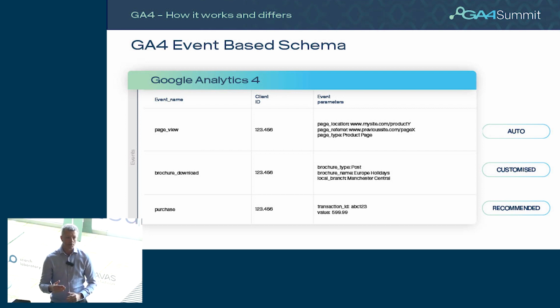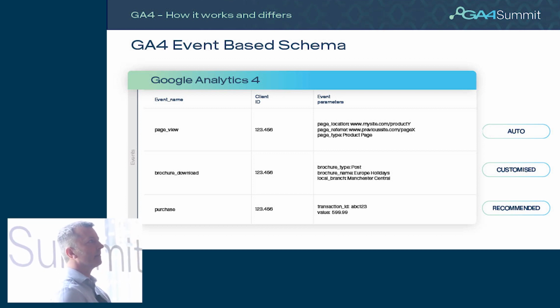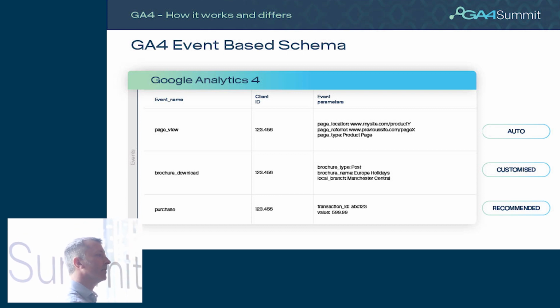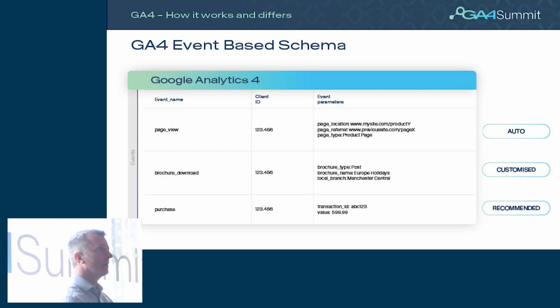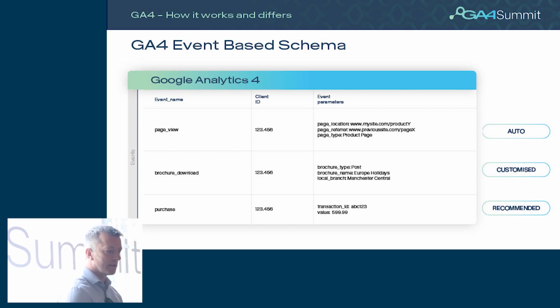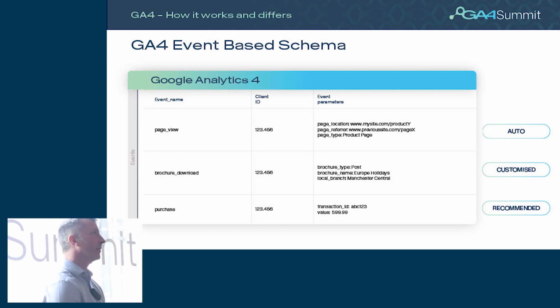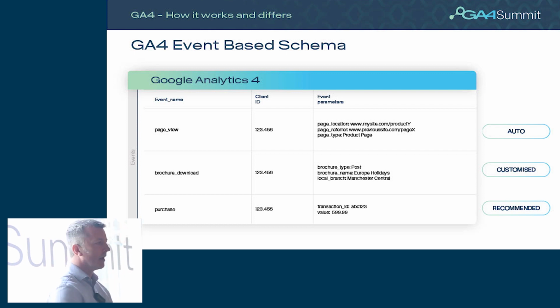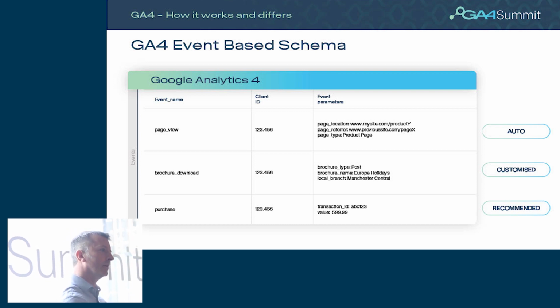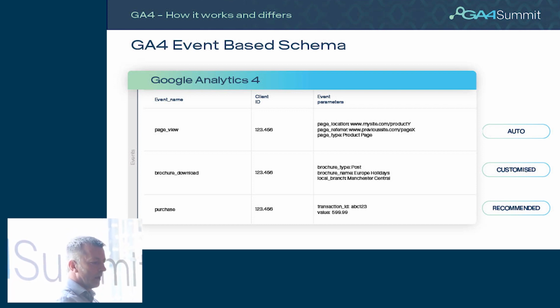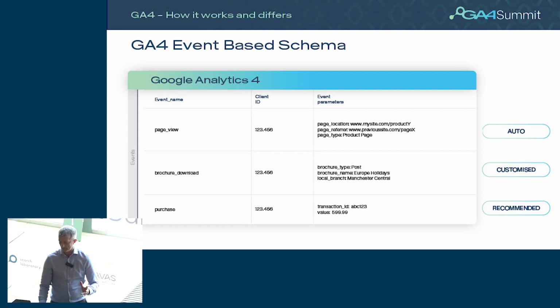But the real power, I suppose, in GA4 is it's a completely customizable framework, and this means you've got the flexibility and freedom to think about your business, your website, and design that event schema to show what you want to do, to show what happens on your website, not anybody else's. So, as the example shows there, if you have a brochure download, you can create an event called brochure download, and you can add parameters in there that describe that event and allow you to report on your brochure download event. So that's one of the big benefits and powerful things really about the new GA4.